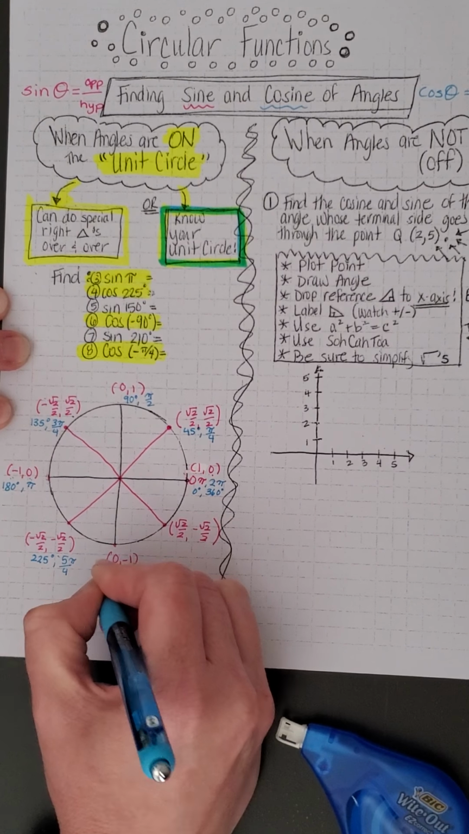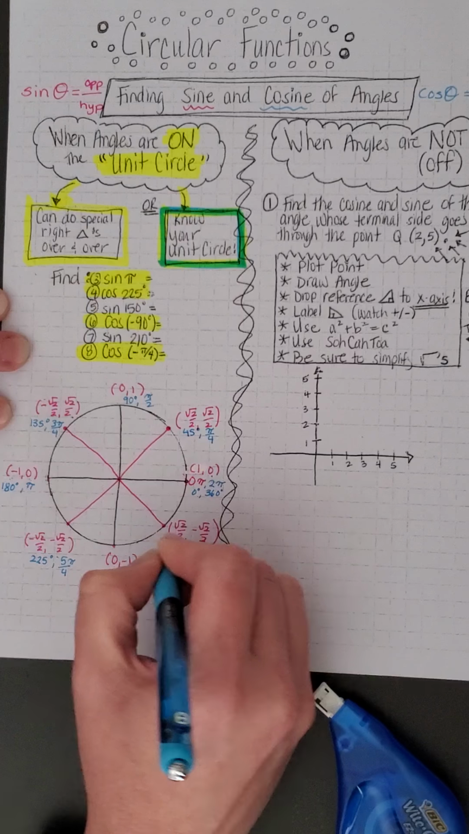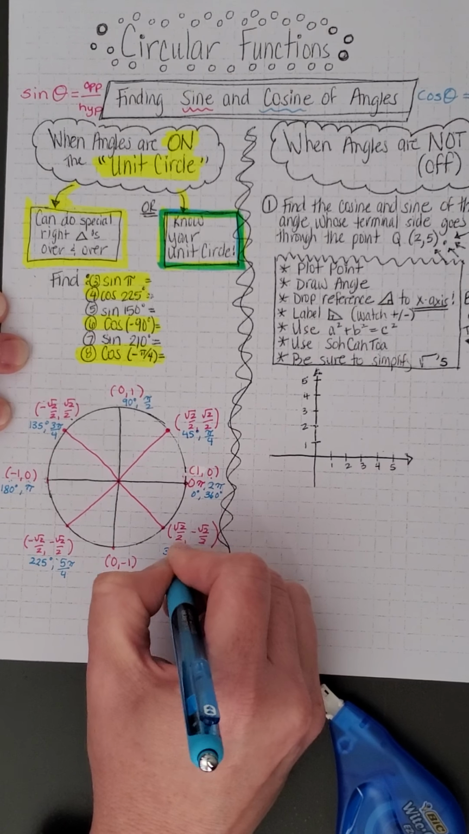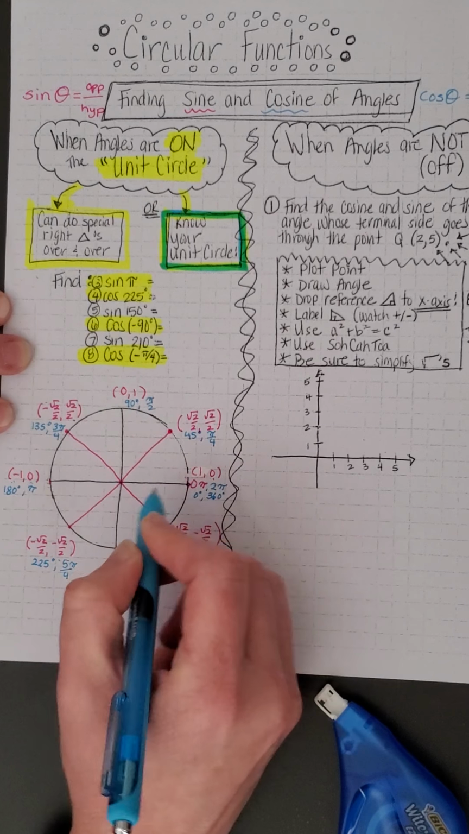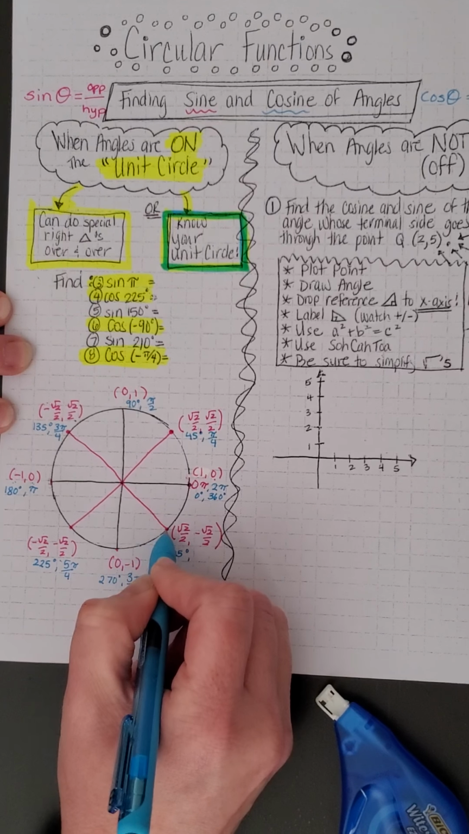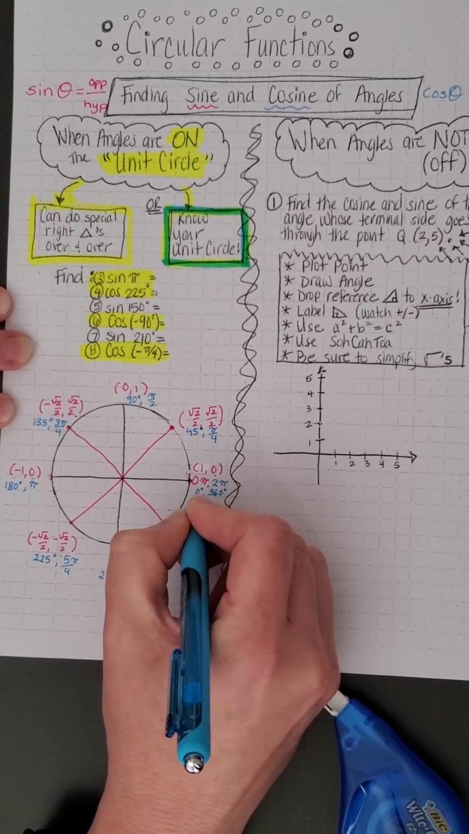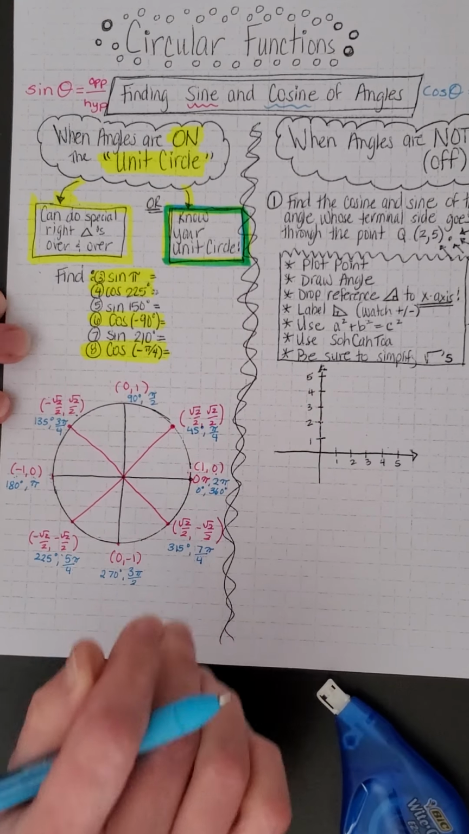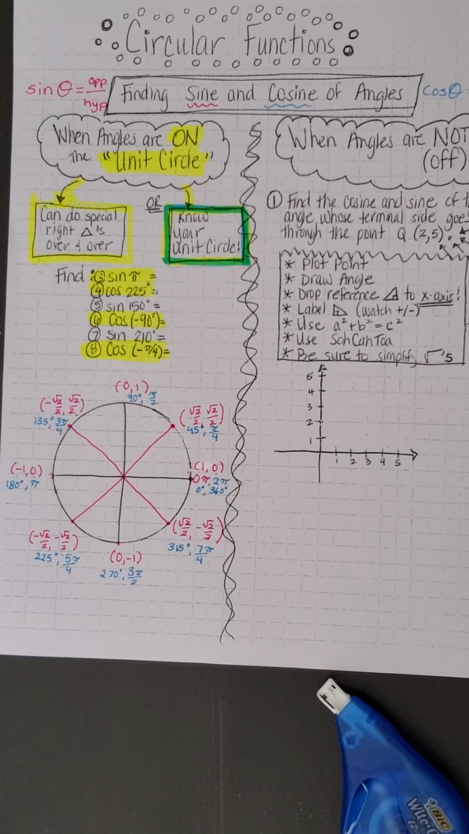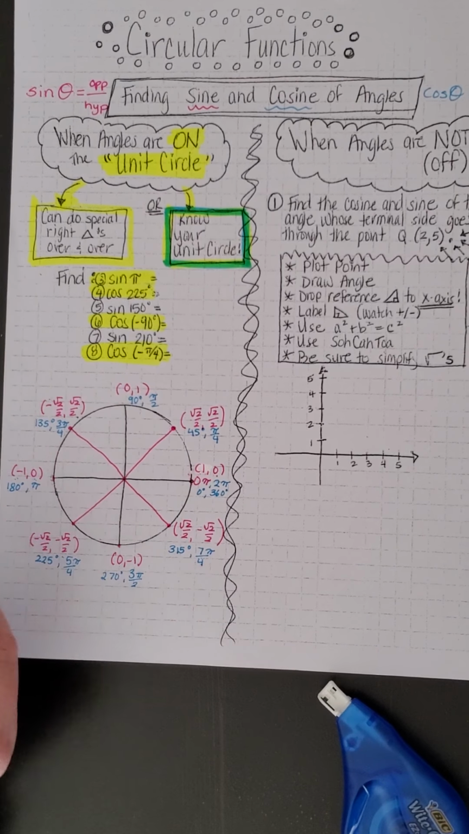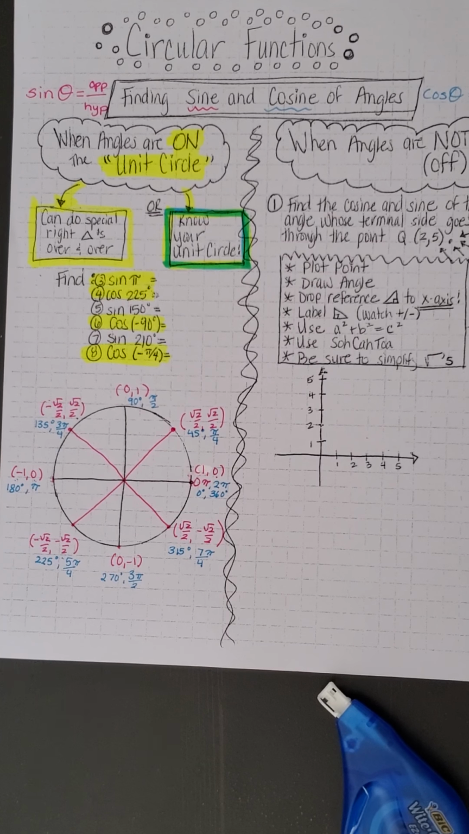This is also 270 degrees. This is 315 degrees, adding 45 degrees each time. So we were at 6 pi over 4, this would be 7 pi over 4, and then this is 8 pi over 4, which is 2 pi. All right. Now that I have all of my 45-degree angles, I can go ahead and answer these questions.